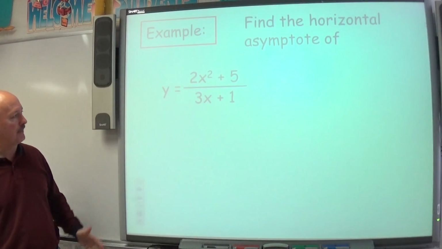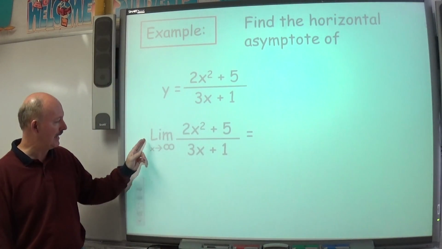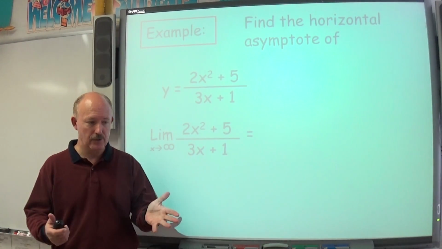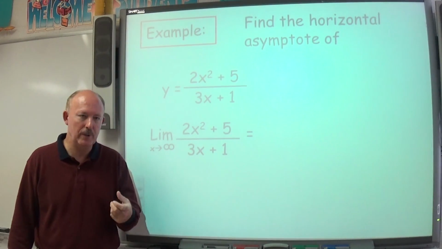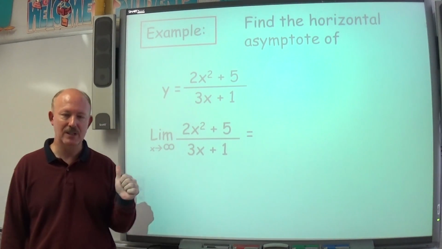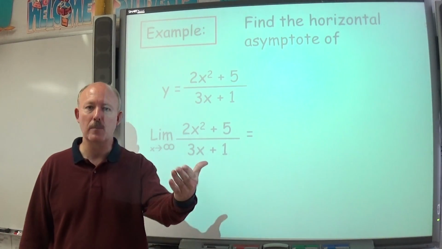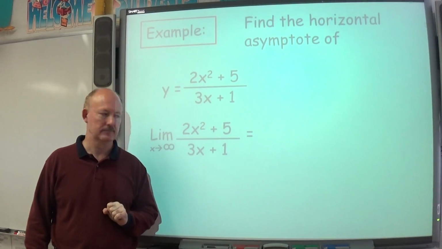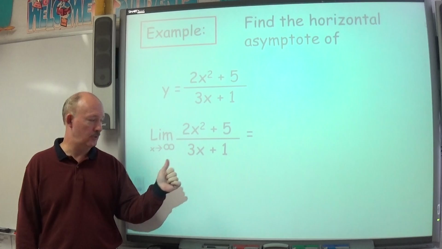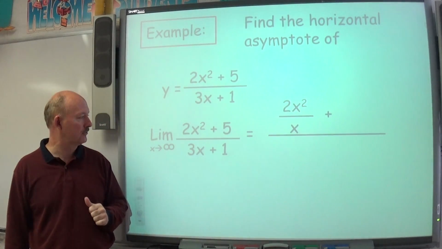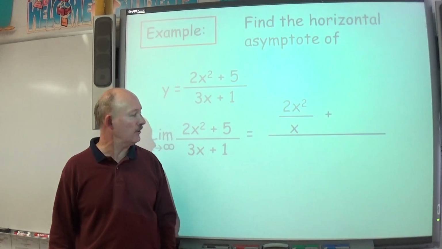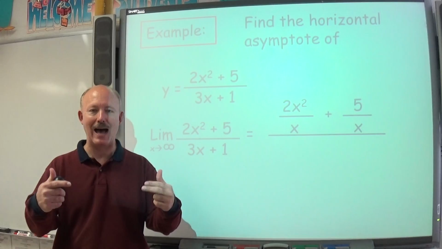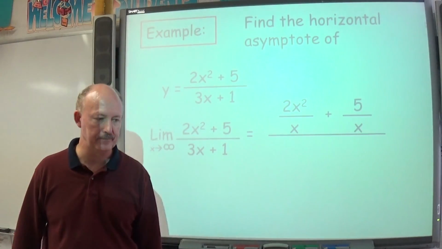Now, a little trick here to simplify this. To find your horizontal asymptote, we're going to find the limit as x approaches infinity of 2x squared plus 5 divided by 3x plus 1. To find the limit as x approaches infinity of a rational function like this, we're going to divide every term in the fraction by the highest degree of x in the denominator. In the denominator, you have 3x, so degree 1, so we're going to divide everything by x. So we do 2x squared divided by x, then 5 divided by x in the numerator. Everything is divided by the highest degree of x in the denominator.